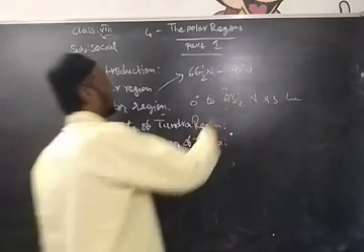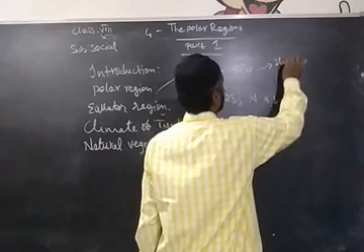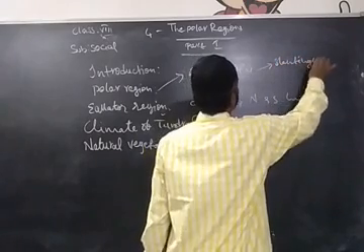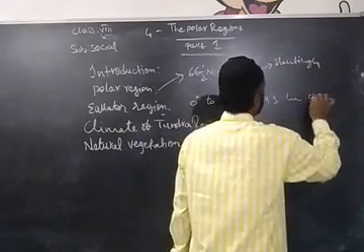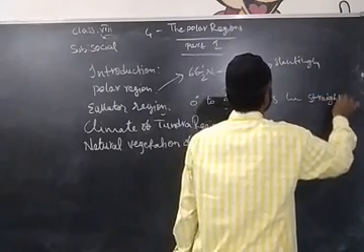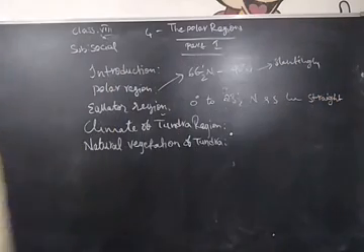Here in the polar region the sun's rays fall slantingly. Here in this region, they fall straight.